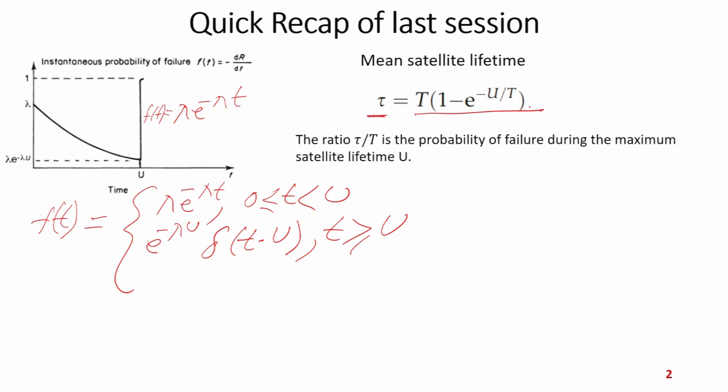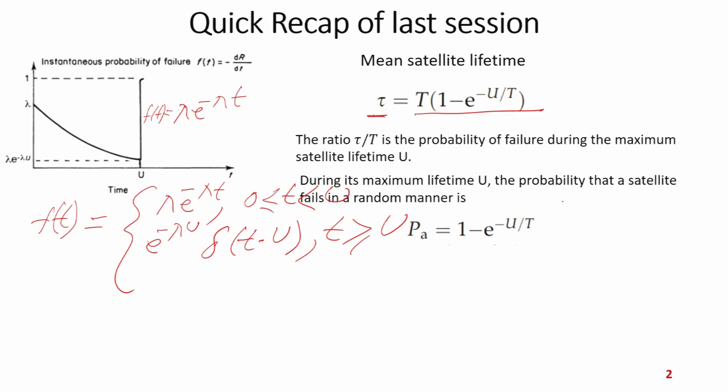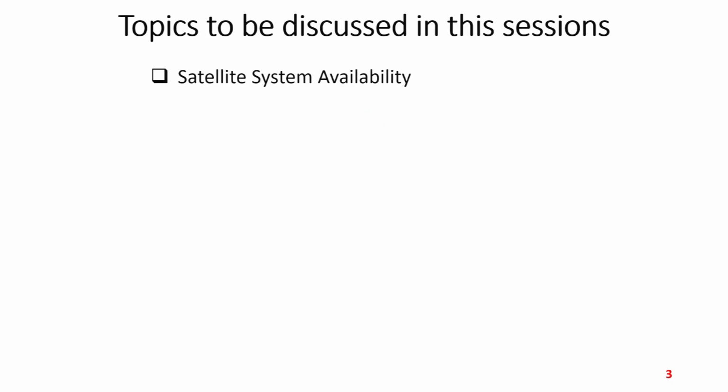Then we solved an example to show how this probability depends on the ratio of the maximum lifetime to the mean time to failure. As I said already, tau by u is the probability that the satellite can fail in a random manner, and we have seen how to calculate it. Then we started discussing the satellite system availability, and we will continue with this in this session.